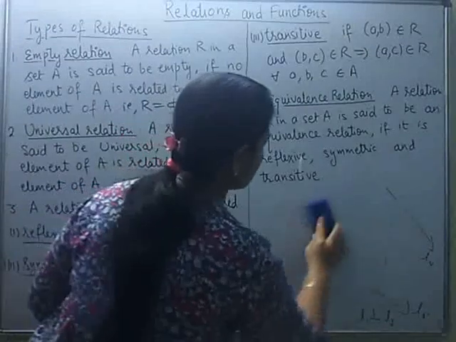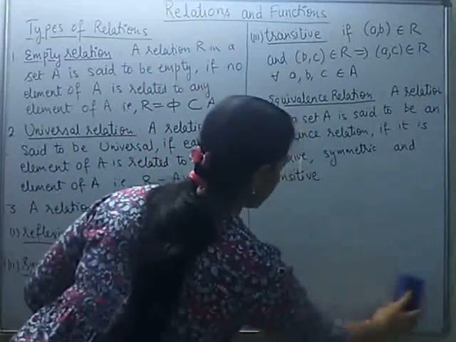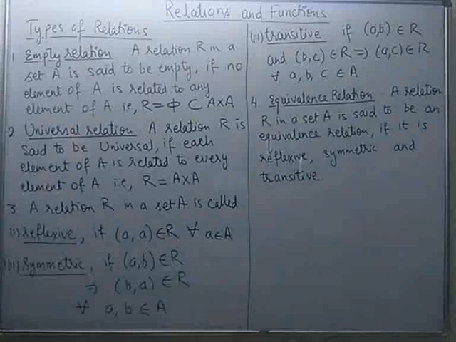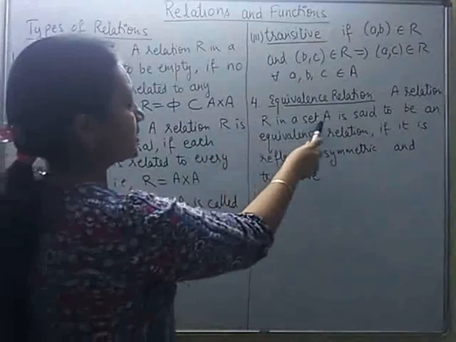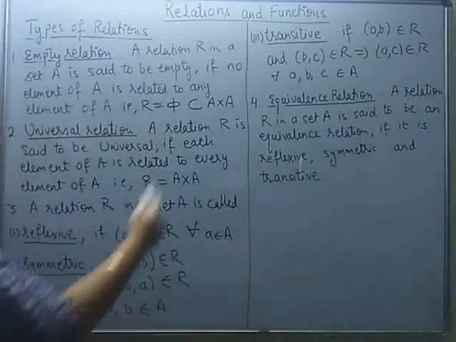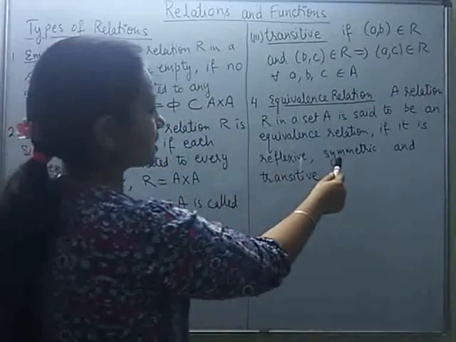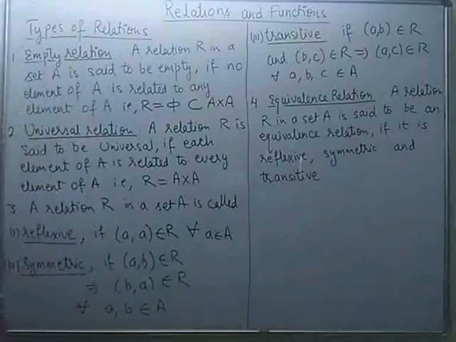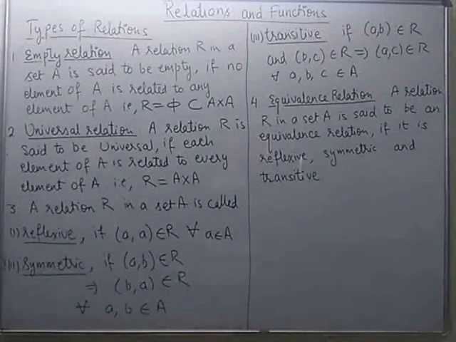Then see the next term: equivalence relations. A relation R in the set A will be an equivalence relation if it satisfies all these three. It should be reflexive, it should be symmetric, it should be transitive. Then we can call that relation the equivalence relation. So these are the types of relations we will be going through now.